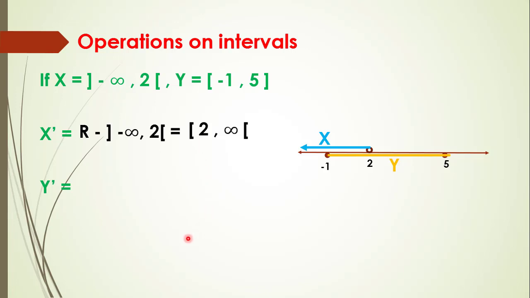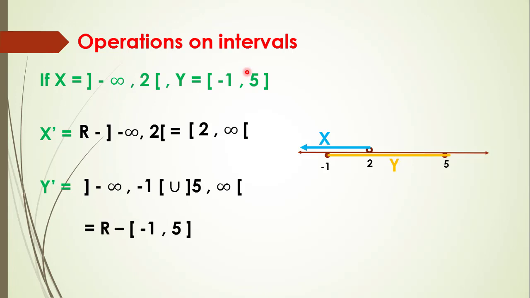Y dash means all except y. So I have two parts. The part from negative infinity to negative 1 and the other part from 5 to infinity. Or I can write it as R minus y. R minus y means R minus the interval from negative 1 to 5. Okay, or the two intervals.